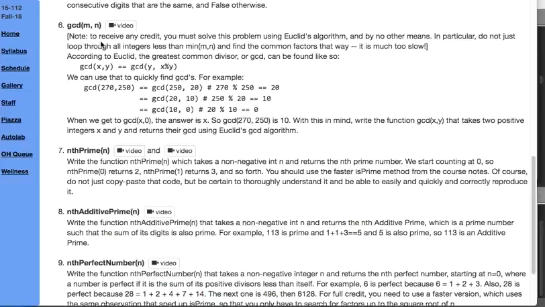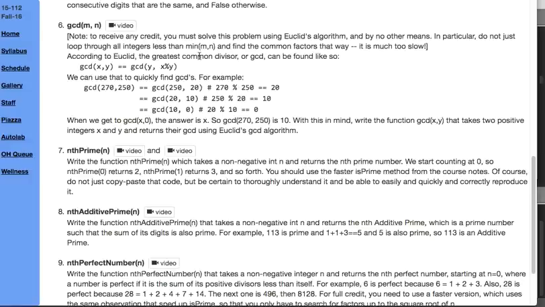GCD of M and N. All right, so we're going to write GCD, which means greatest common divisor. You're given two numbers, for instance, 270 and 250. What is their greatest common divisor? And in this case, the answer happens to be 10.